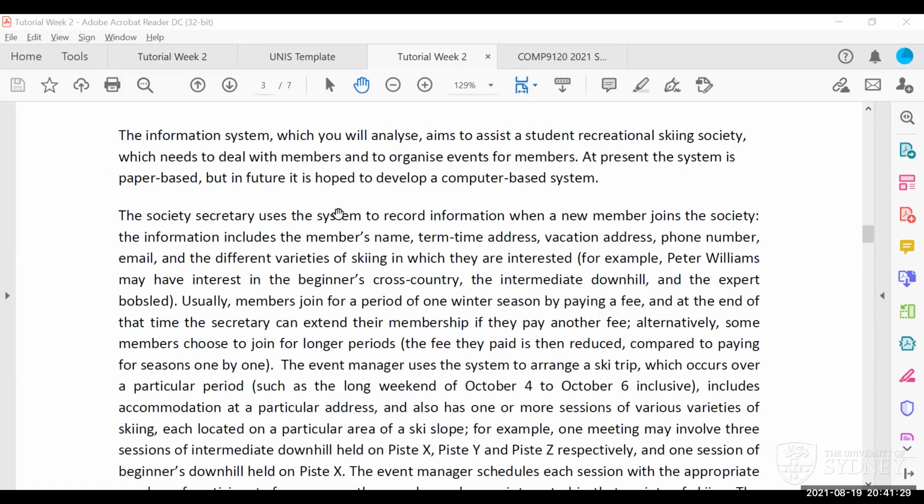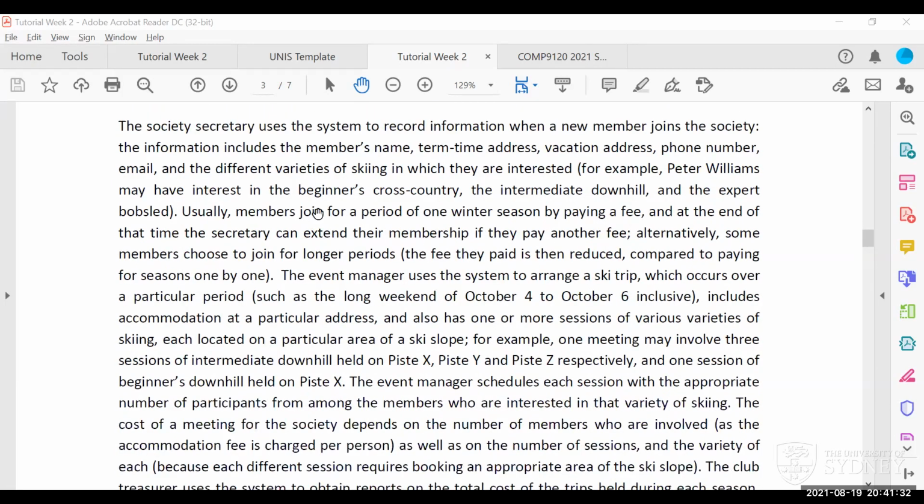Okay. All right, so let's follow on and read. So the society secretary uses the system to record information when a new member joins the society. Okay, so we want to use the system to record when a new member joins the society. And this information includes member name, address, vacation address, phone number, email, and it also captures the different varieties of skiing in which they're interested.